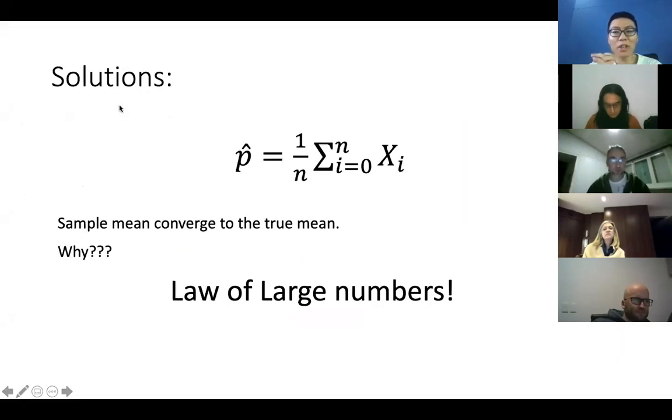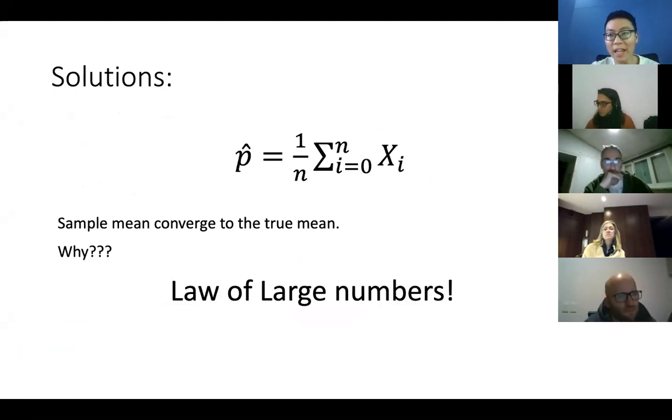Okay, I will give you a solution. Actually this solution is very simple. You just take the sum of all the possible values and divide it by n, right? This is a very intuitive solution, but why does this happen? Why did you get this solution?